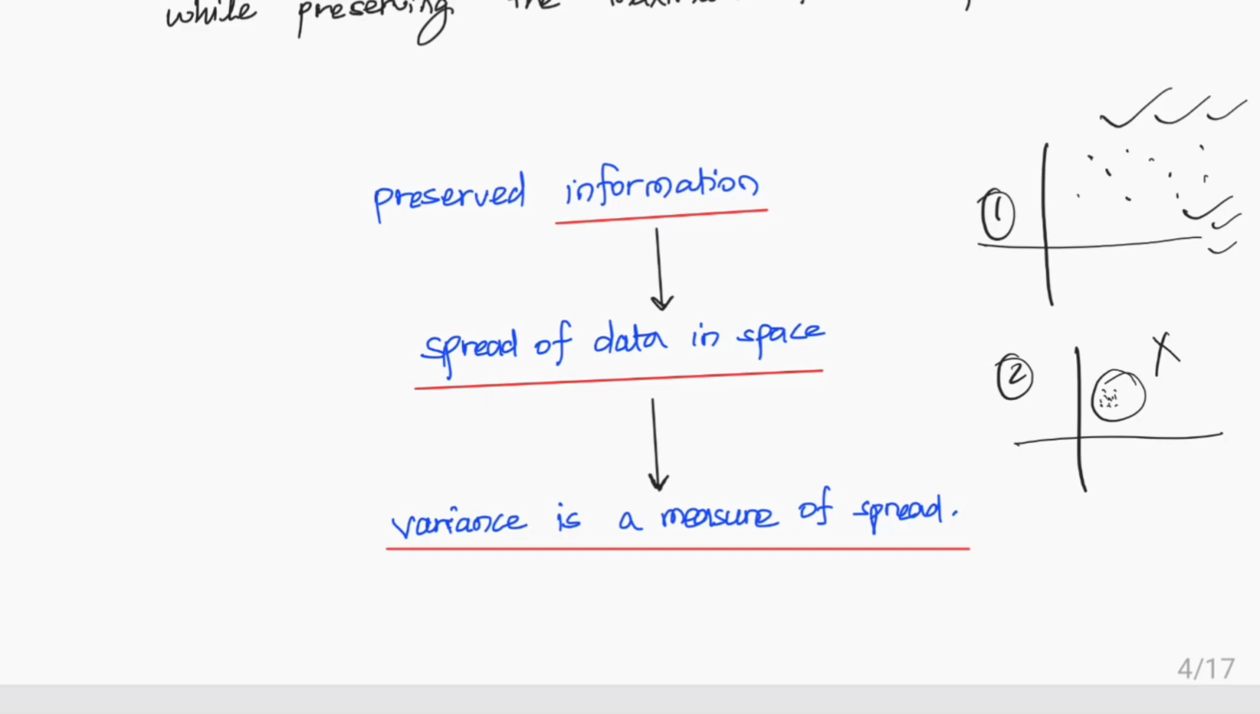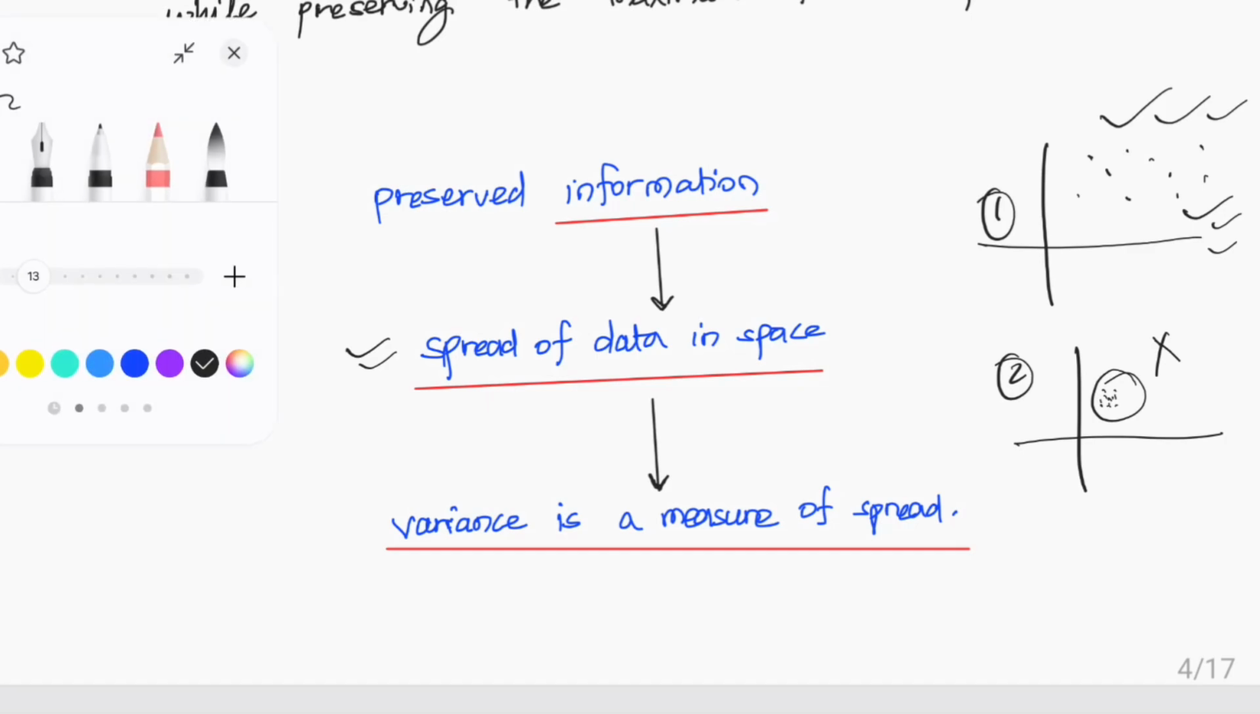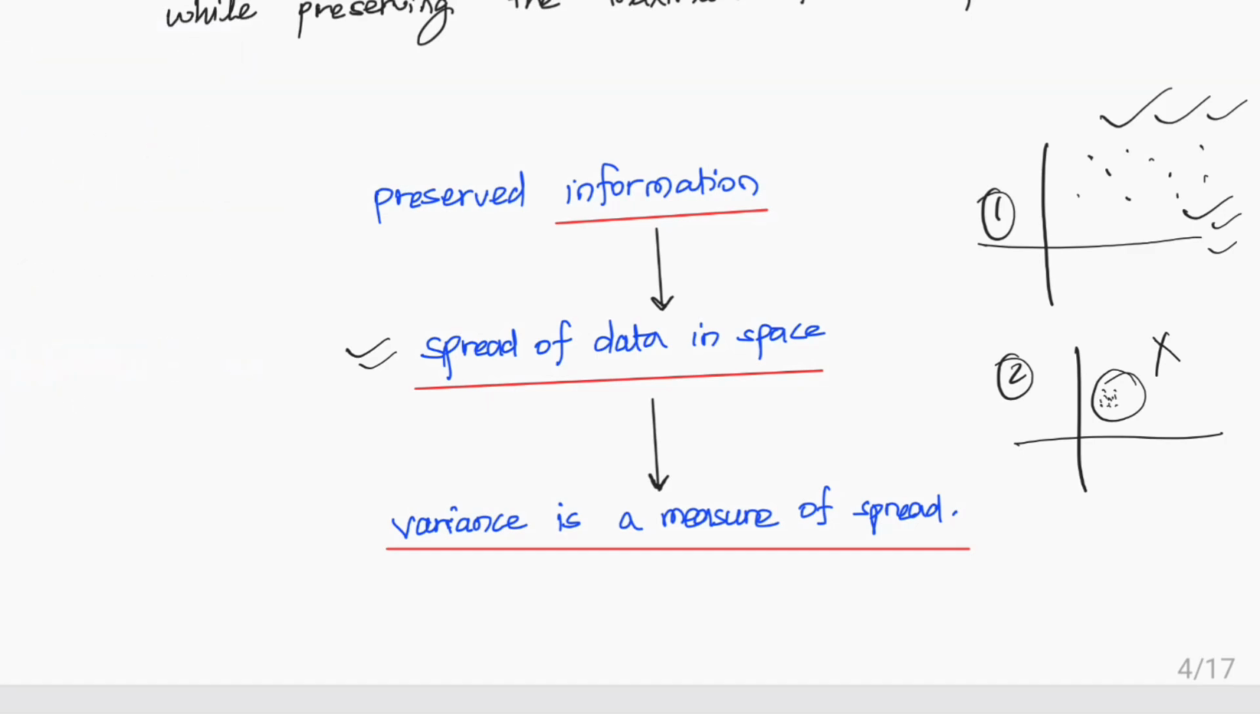So we can say that the spread of data in a space is accountable for the information content of the data, and the spread of data is characterized by, or can be seen as, the variance of the data. So the spread of the data is directly connected with the variance of data. If we have high variance of data, that means the data is more spread. So definitely if we want to preserve the information content of the data, we need to preserve the variance of the data onto the new dimensions.